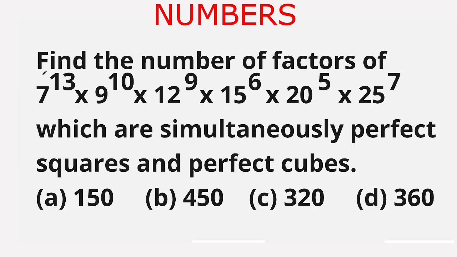Our question is, find the number of factors of 7 to the power 13 multiplied by 9 to the power 10 multiplied by 12 to the power 9 multiplied by 15 to the power 6 multiplied by 20 to the power 5 multiplied by 25 to the power 7, which are simultaneously perfect squares and perfect cubes. The given options are option A 150, option B 450, option C 320, option D 360.